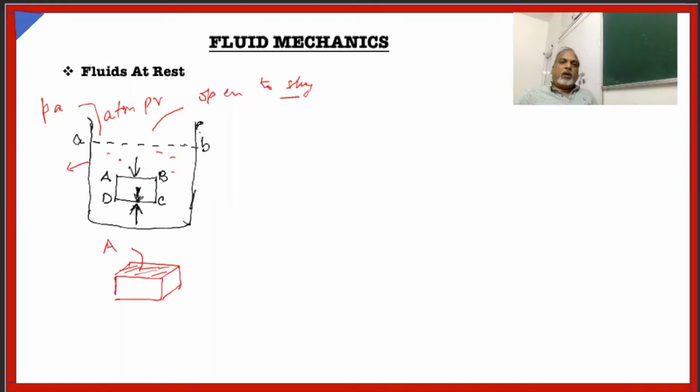Now at AB level, suppose F1 force is there, and of course at the midpoint of this block, this will be the mass or the weight of the liquid, and then at the lower level, BC level, F2 force is acting on this. F2 is nothing but F1 plus mg.